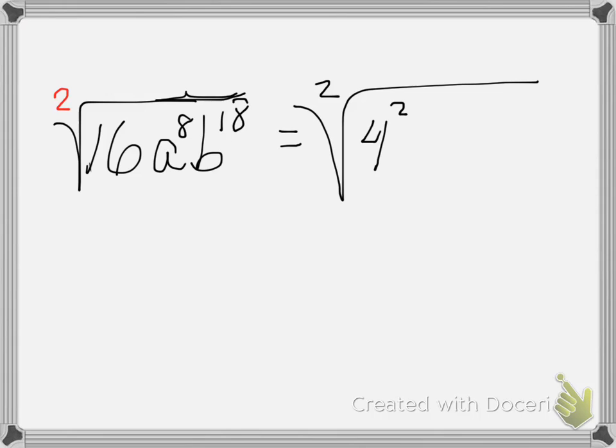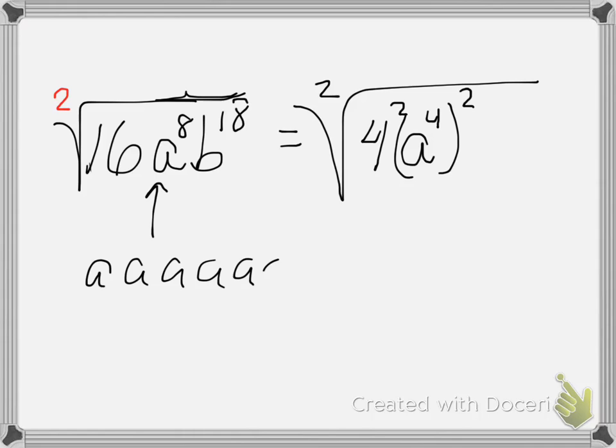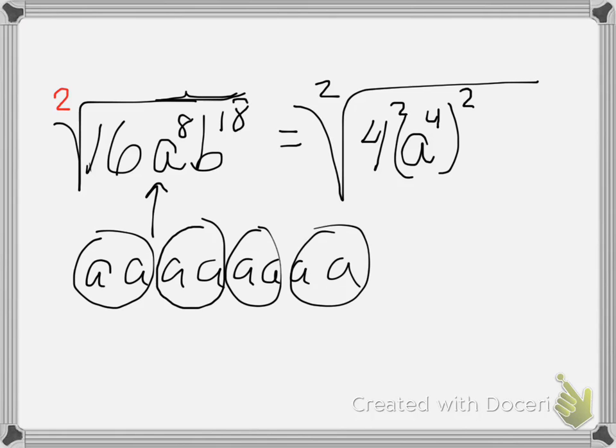Then a to the 8th, that's 8 a's. If I want them written in 2's, then there'd only be 4 of them because there'd be pairs. So I can write them as a to the 4th squared. If you're not understanding that, 2, 3, 4, 5, 6, 7, 8. There's the 8, and I want it in an index of 2, so I want it in pairs. So there's 4 pairs.